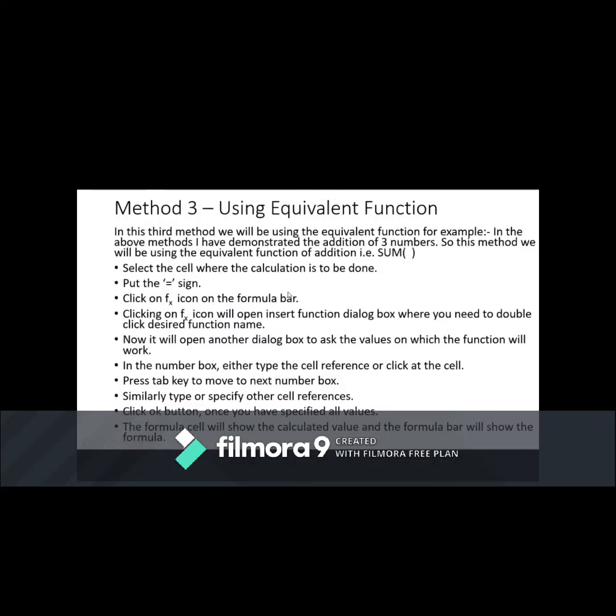Now let's move over to method 3, where we are going to use the function. Every formula has its equivalent function. In the previous two methods we have done addition, so here we are going to use the same example, and the equivalent function for addition is SUM. The first step for this method is to select the cell where the calculation is to be done. In that cell we put the equal to sign so that the calculation can be started. And after putting the equal to sign, we click on the fx icon, which is the function icon, on the formula bar.